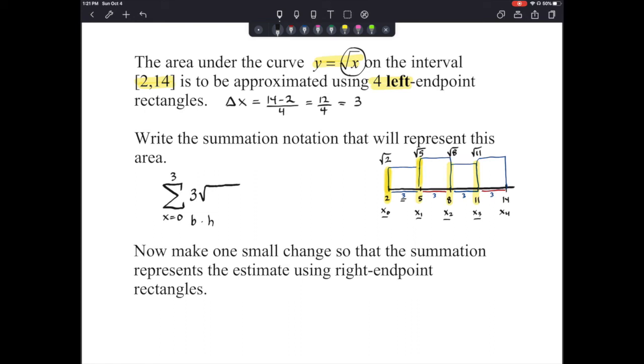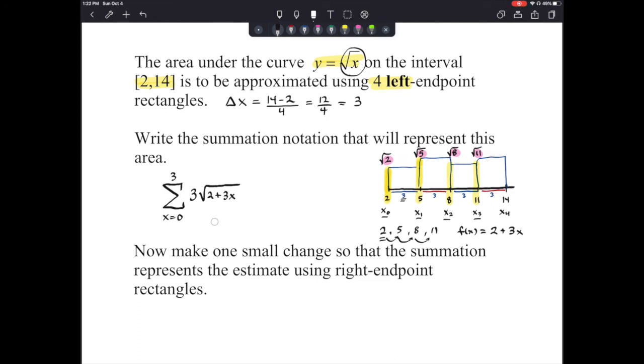Okay, so we need to have a rule that gets us these values. And since we're just adding 3 each time, this is just like an arithmetic sequence. Just think about those values, 2, 5, 8, 11. So we would say here that f of x is going to equal our 0th term, which is 2, plus, we're adding 3 each time. That's like our slope or our common difference, plus 3 times x. And that is what we are going to have inside of our square root. We'll say 2 plus 3x.